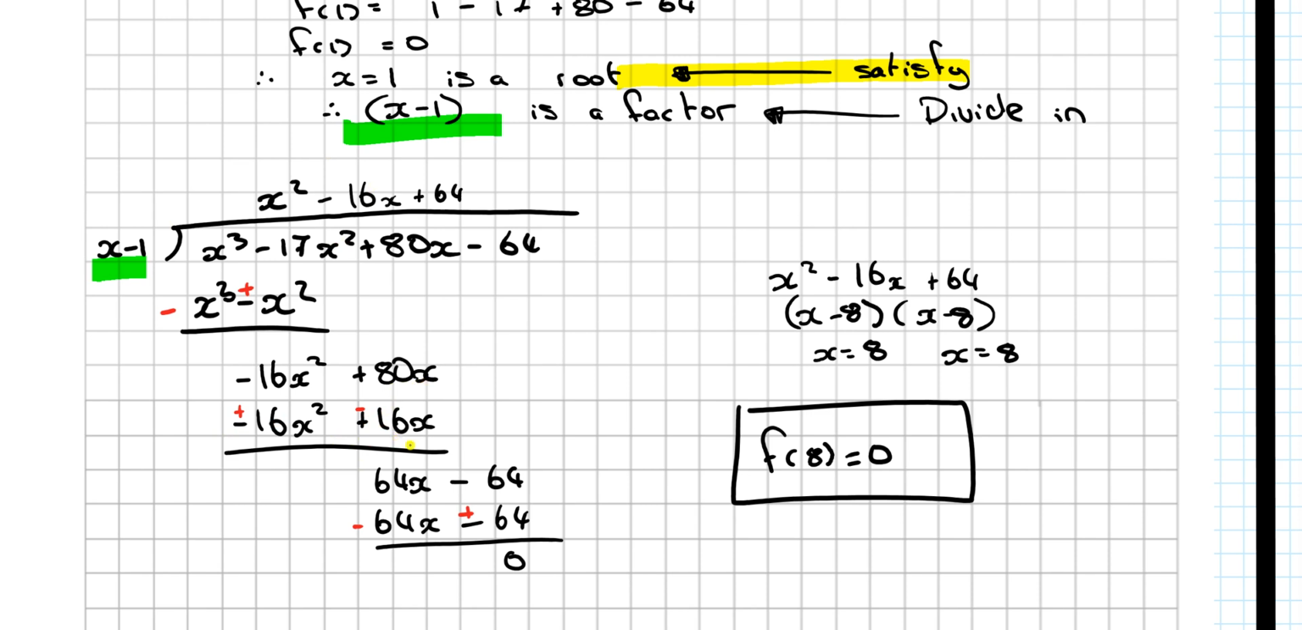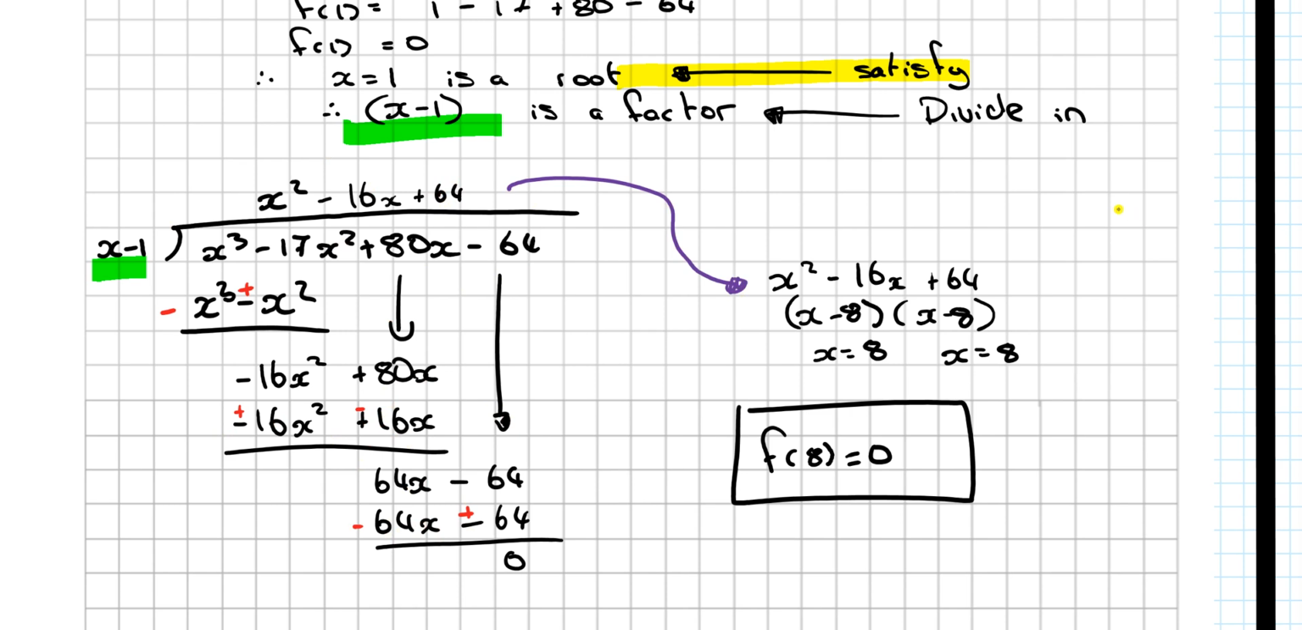80x minus 16x is 64x, and I've brought down the 80x from there, and the minus 64 now is being brought down. X by what is 64x, that's a plus 64 up here. Finish off the long division, fine. Now, this gets taken down here.